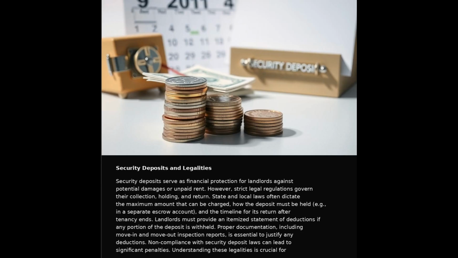Landlords must provide an itemized statement of deductions if any portion of the deposit is withheld. Proper documentation, including move-in and move-out inspection reports, is essential to justify any deductions. Non-compliance with security deposit laws can lead to significant penalties. Understanding these legalities is crucial for avoiding disputes and legal action. Transparency is key in this process.